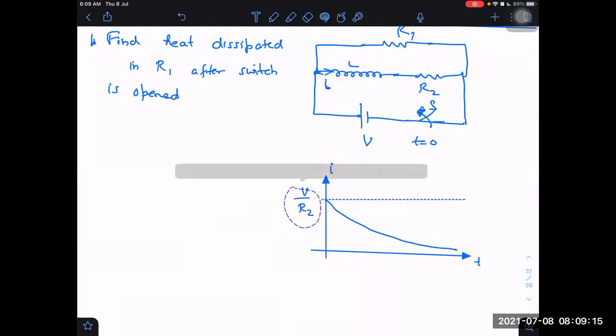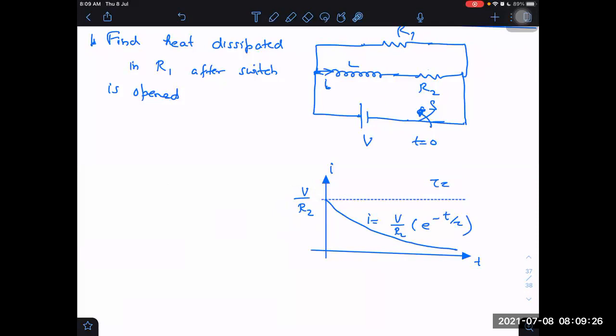Actually, one method, the lengthy method, is this. I will write V by R2 into e raised to the power minus T by tau. That is the current. And what will the time constant be in this case? The battery is out of the circuit. R1 and R2 are in series, so it will be L upon R1 plus R2, that is the time constant.